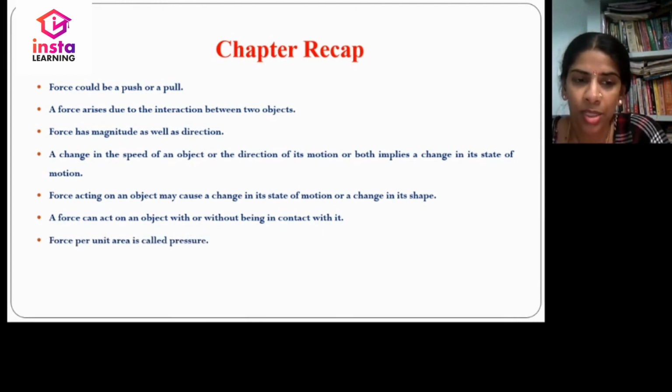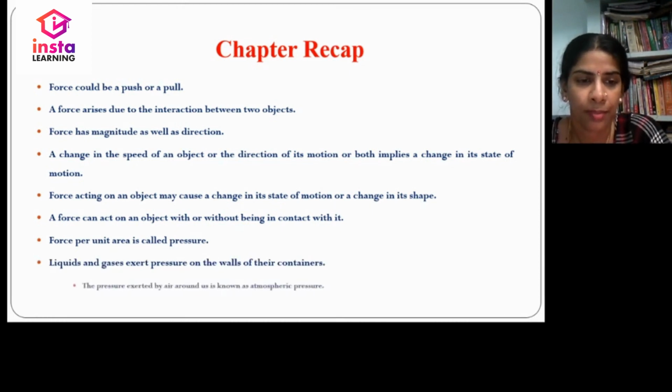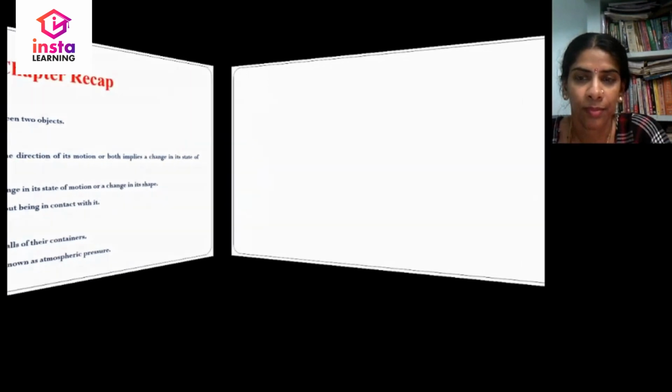Force per unit area is called pressure. Liquids and gases exert pressure on the walls of their containers. The pressure exerted by the air around us is known as atmospheric pressure. This ends the chapter.